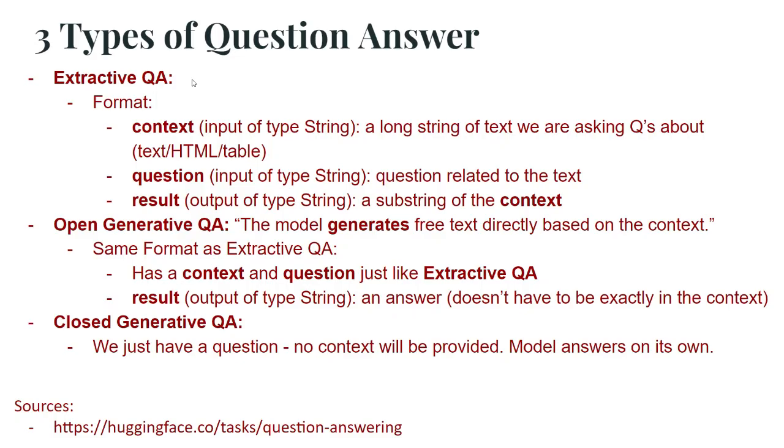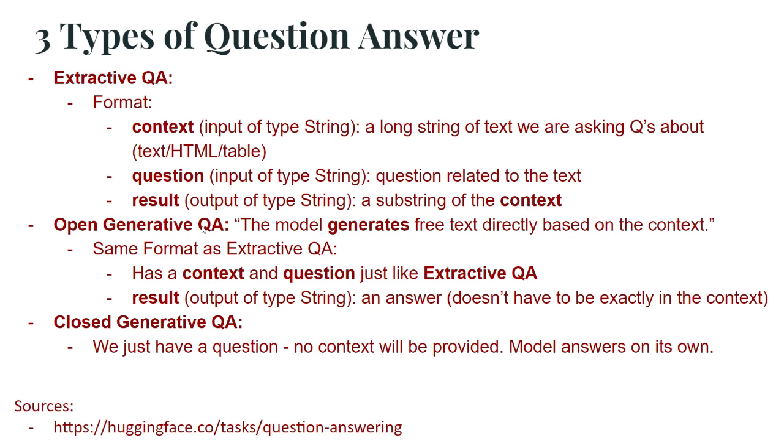Okay, so we have three types of question answering. The first is extractive QA. So basically, you have two inputs. You have the question that you're asking, which is a string type. Then you have the background information. We call that the context. And this is going to be a large string that's going to have the information that we're asking the question about. The result is then going to be a substring of the background information, aka the context. So it has to be an actual substring, like a string found within your background information.